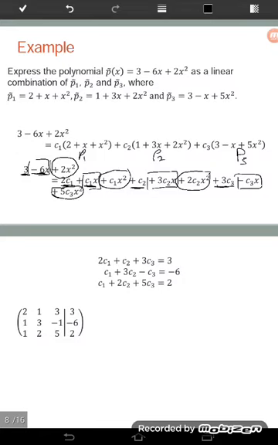Okay, so after that, transform into augmented matrix. So to transform, we write out the matrix equation: 2, 1, 3, 1, 3, negative 1, 1, 2, 5. And here is C1, C2, C3, which is equal to 3, negative 6 and 2. Okay, so this one is the augmented matrix. After that, use the Gauss-Jordan elimination method to solve C1, C2 and C3.